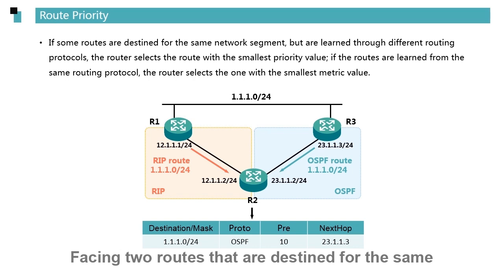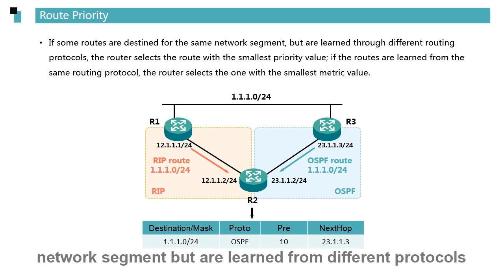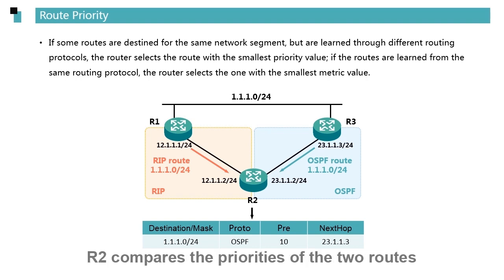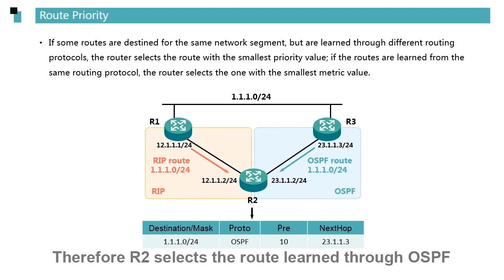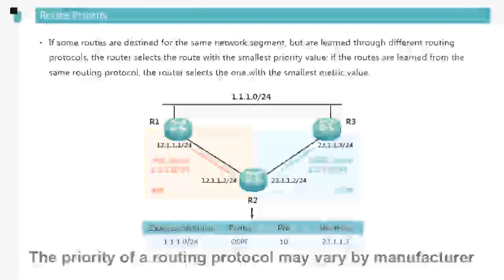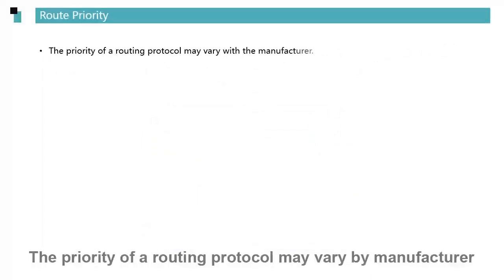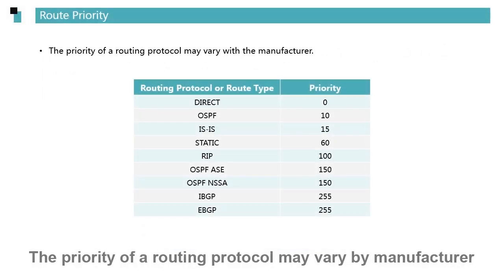R2 is facing two routes that are destined for the same network segment but are learned from different protocols. R2 compares the priorities of the two routes. On Huawei routers, the priority of RIP is 100, and the priority of OSPF is 10. Note that the smaller the priority value, the higher the priority. Therefore, R2 selects the route learned through OSPF. The priority of a routing protocol may vary by manufacturer.